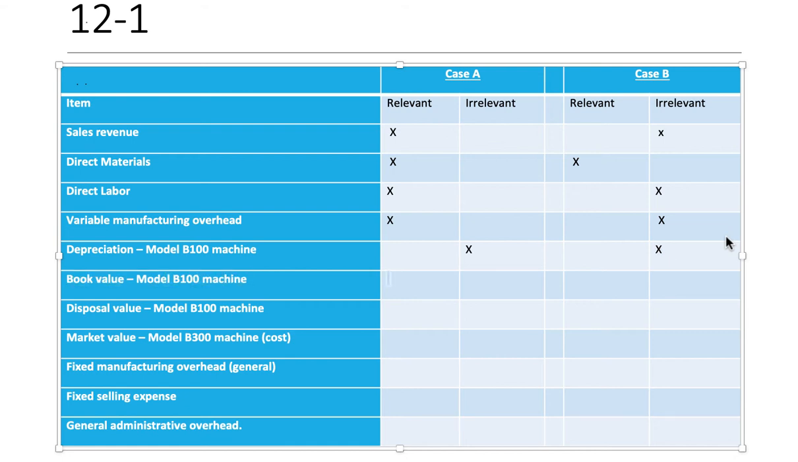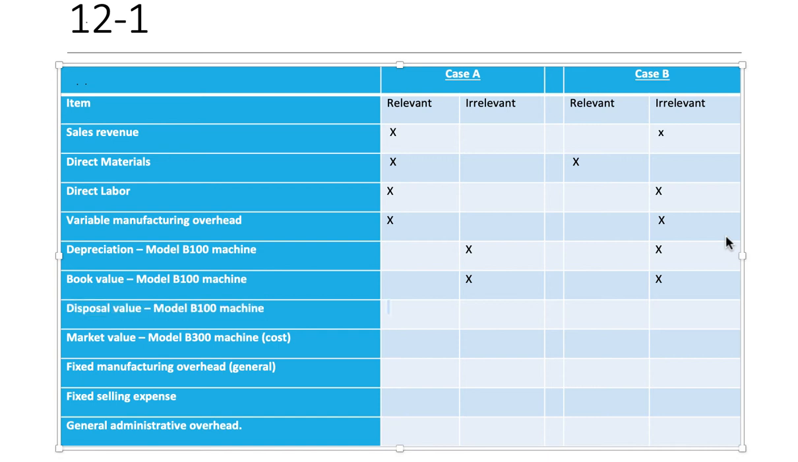Now let's look at the book value of model machine A. So the book value is the value that it's on the books, right? Is that value going to change at all if we go from keeping machine 100 to adding B300? No, the cost is still going to remain this. The book value is still going to remain the same. That's irrelevant. It's a sunk cost anyways. Okay. Same thing in B. Irrelevant.